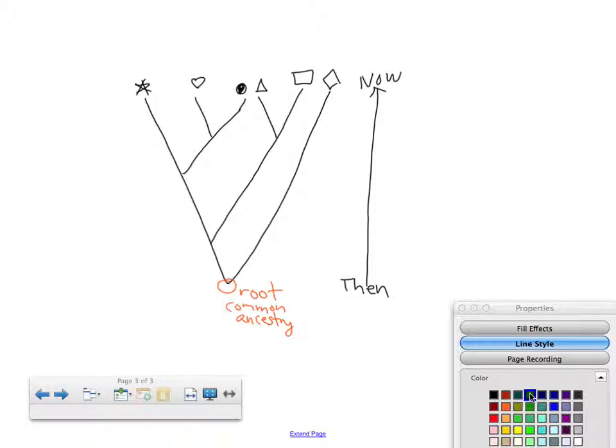These areas here, I'm just going to draw a line out with green. These would be considered the nodes. This identifies common ancestry amongst the species.